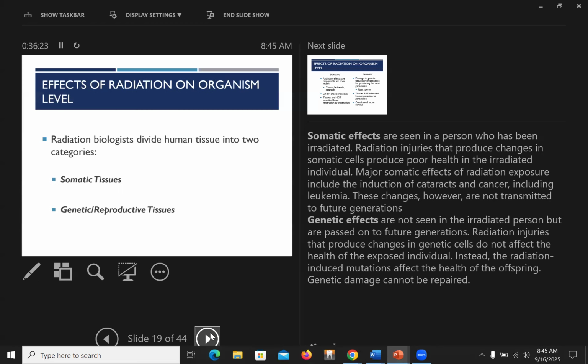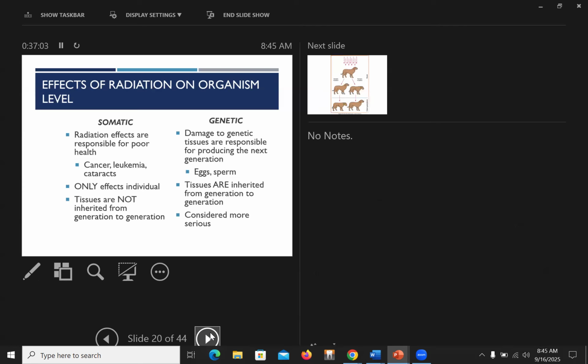Okay. A little bit more about the different kinds of biological damage that can occur. There are two kinds of tissues that we're going to divide this into: somatic tissues, and genetic or reproductive. Anything to do with the reproductive system, making a human, is your genetic tissue, and everything else we're going to call somatic. An arm is somatic, while your ovaries are part of the genetic reproductive tissue.